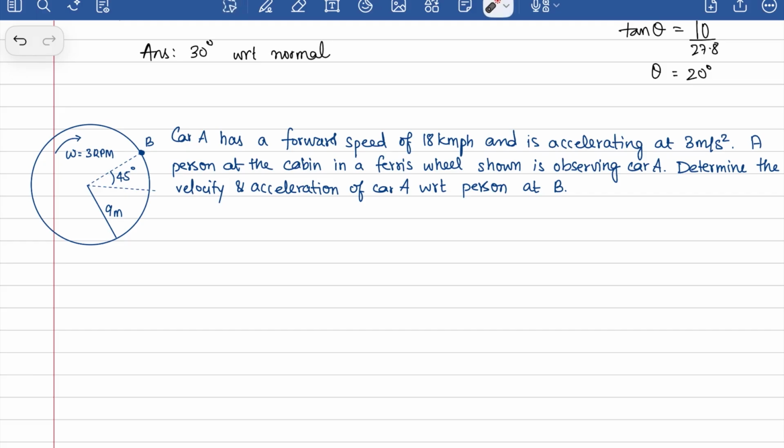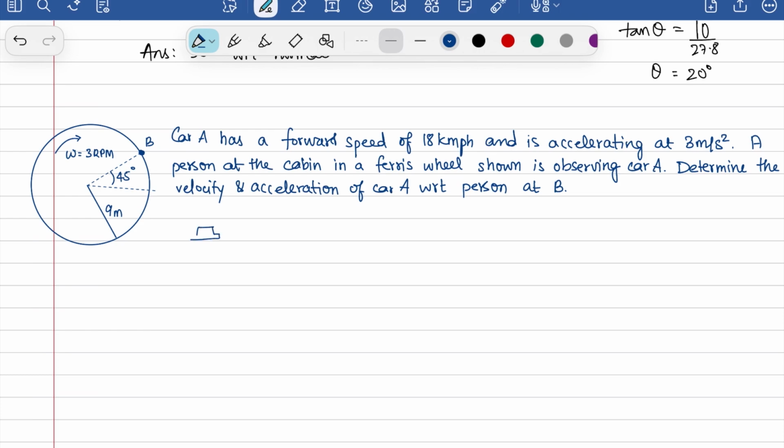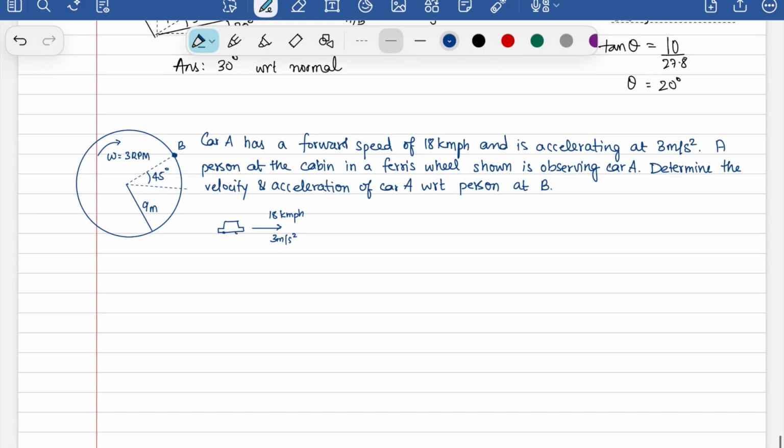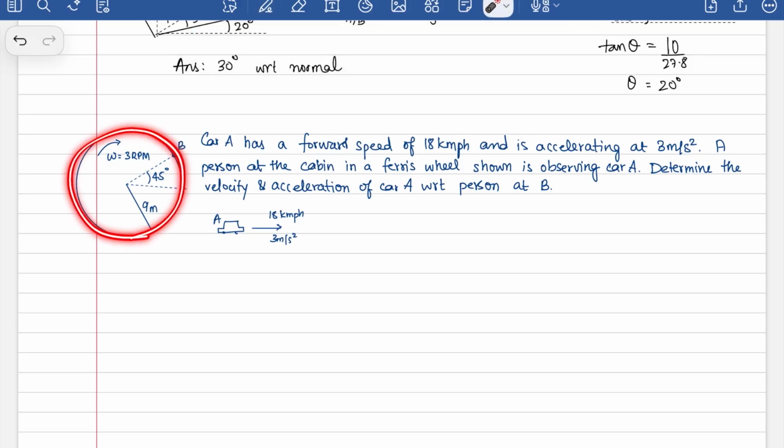Here's another interesting problem where there's a car with a forward speed of 18 kilometers per hour, accelerating at 3 meters per second squared. I think I should also draw the car here before you can solve this. This here is the car. It's accelerating at 3 meters per second square, and it has a current speed of 18 kilometers per hour. The question asks to determine the velocity and acceleration of car A with respect to a person in the Ferris wheel.